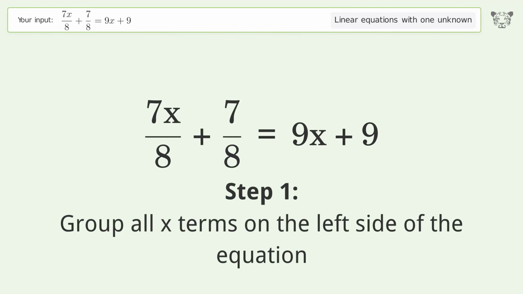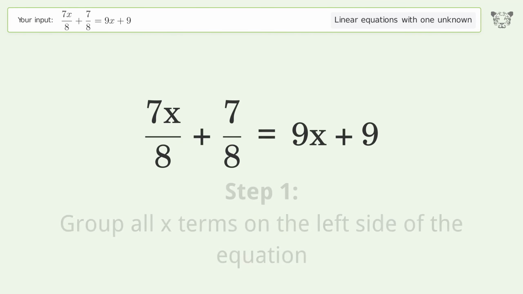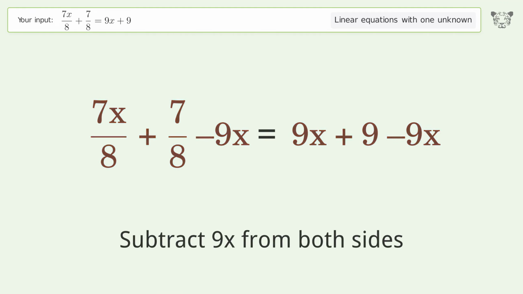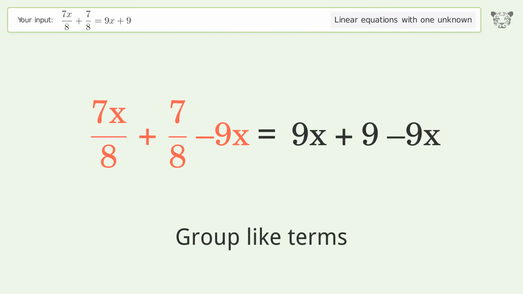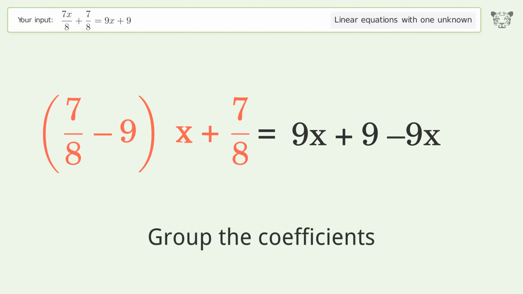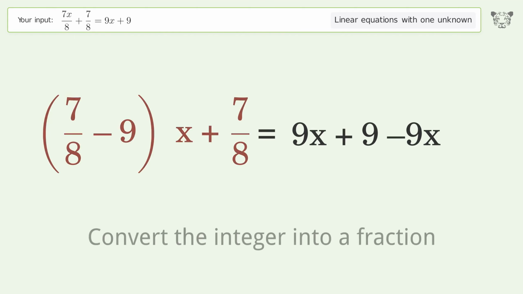Group all x terms on the left side of the equation. Subtract 9x from both sides. Group like terms. Group the coefficients. Convert the integer into a fraction.